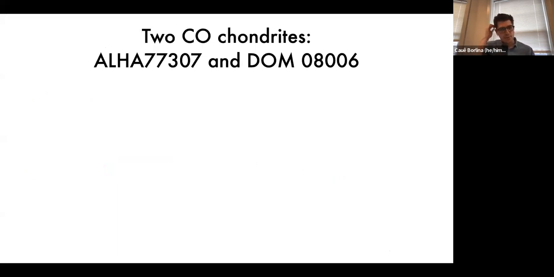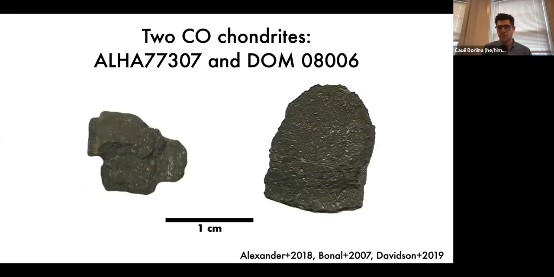And in this study here, we focused on two CO chondrites, that is Allan Hills 77307 and Dominion Range 08006. And the reason why I like to mention them is because these are meteorites that have experienced very little alteration in their parent bodies. So for people that are familiar with the naming and the classification, that would be a CO 3.00 to 3.01. So it provides a very unique opportunity to conduct paleomagnetic measurements with a sample that hasn't been extensively altered.